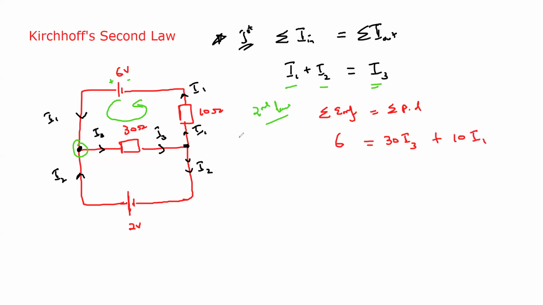Is it clear when I take the upper loop and form this equation? Any doubt? Any question or doubt in this loop? So we took the upper loop and we formed this equation.